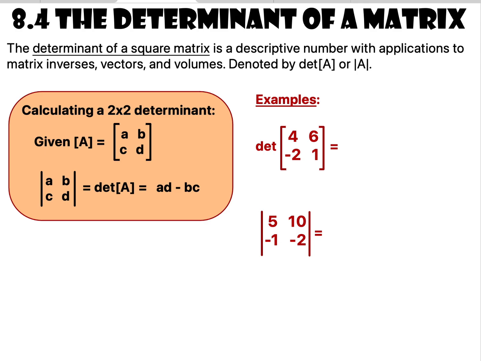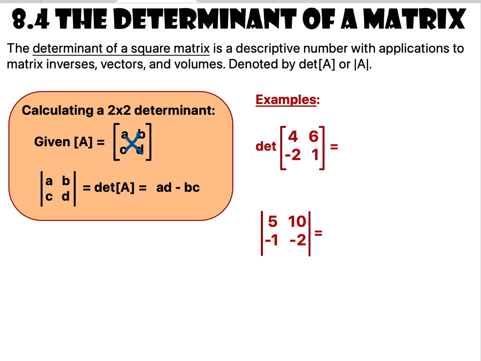A 2 by 2 determinant is probably the easiest one to do. If you have entries of A, B, C, and D, the determinant is the A times the D minus the B times the C. And I guess that's something we just have to memorize. I like to look at it like this: the A times the D minus the B times the C. It almost feels like a crisscross sort of thing.